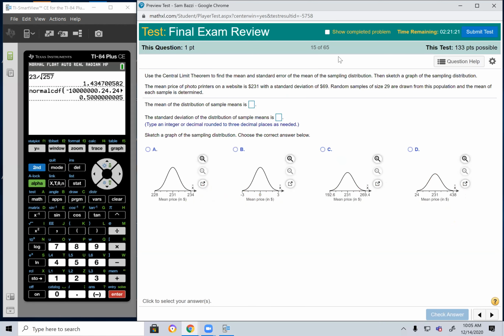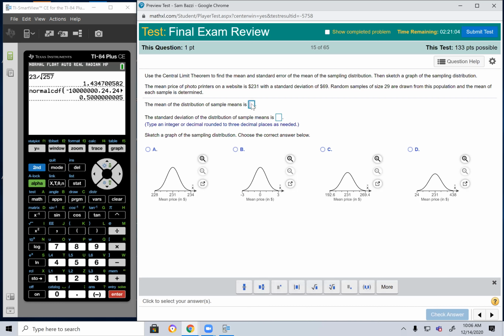Okay, let's clear here. Use the central limit theorem to find the mean and the standard error of the mean. Standard error of the mean is the standard deviation of the sample means, which is sigma over square root of n. Then sketch the graph. The mean price, we know that the mean is the same as the mean, so it's going to be 231. That doesn't change. The standard deviation is going to be 69, but divided by square root of 29. So what is 69 divided by square root of 29? I got 12 point, how many digits? He said 3 decimal places, 813.